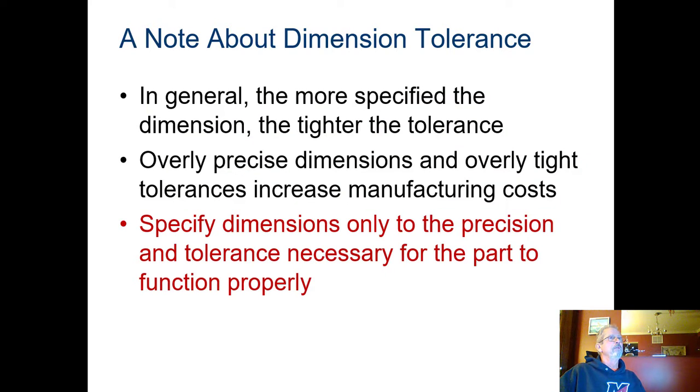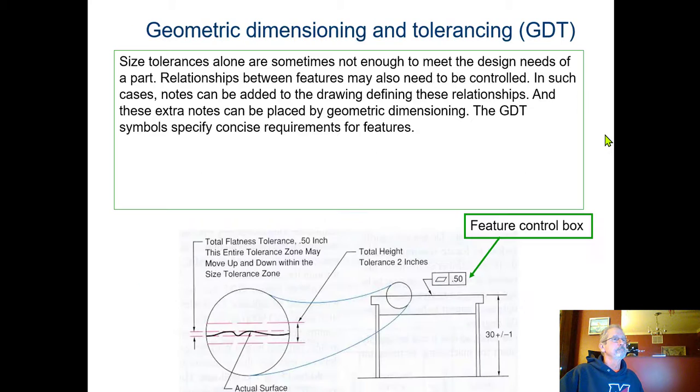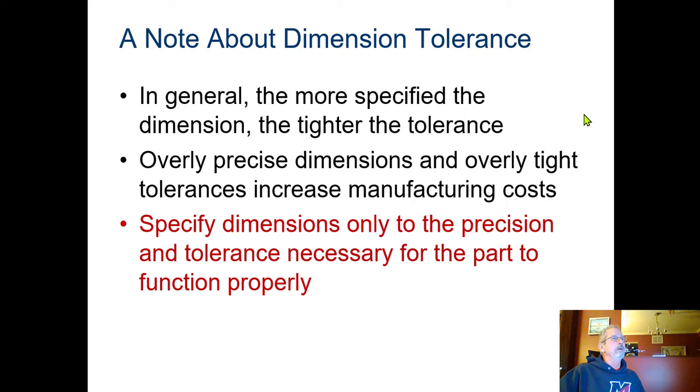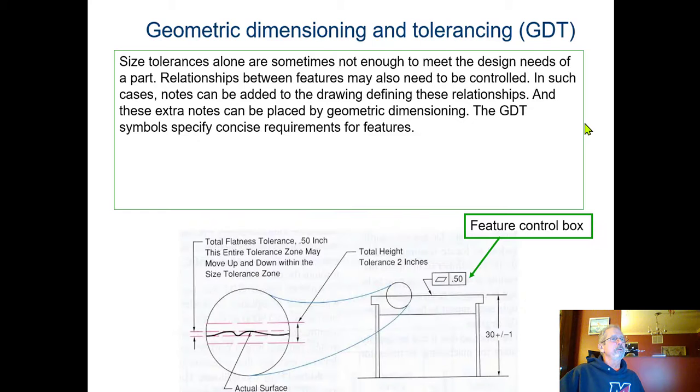All right. Note about dimensioning tolerance. In general, the more specific the dimension, the tighter the tolerance. Overly precise dimensions or overly tight tolerances increase the manufacturing cost. Time is money, right? Specify dimensions only to the precision and tolerance that are necessary for the part to function properly. All right, so that's really what Project Lead the Way wanted you to talk about.